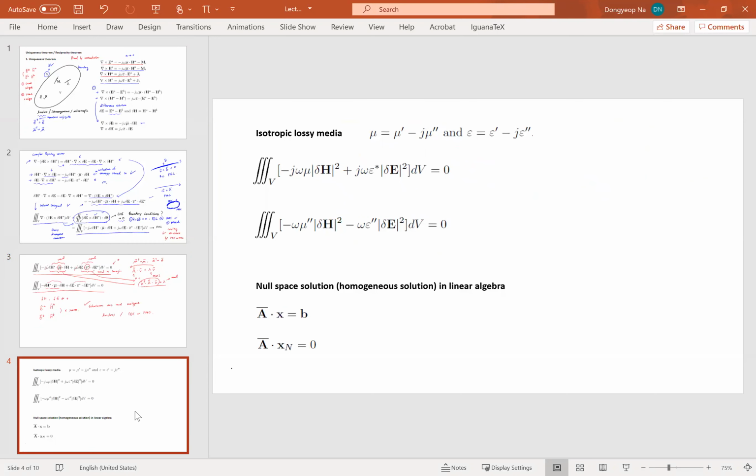It turns out that in order for the solution to be unique, we should have loss or gain in our medium. So let's consider an isotropic lossy medium in this case, so that the tensor is replaced by just a scalar value, and mu is also replaced by a scalar value, but with loss or gain. We have an imaginary term in our medium.